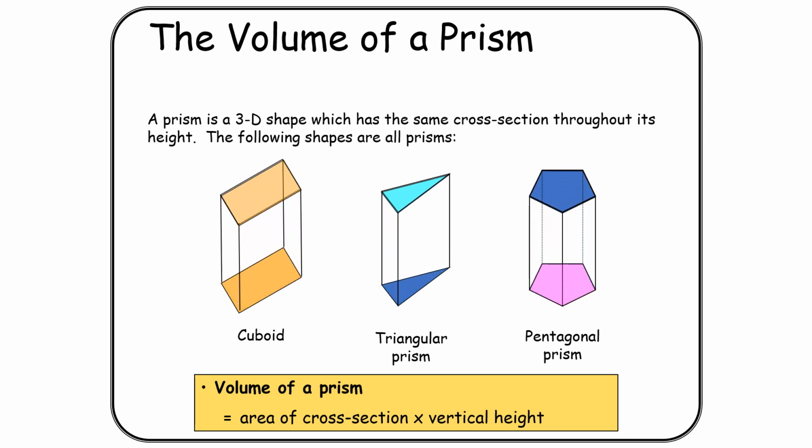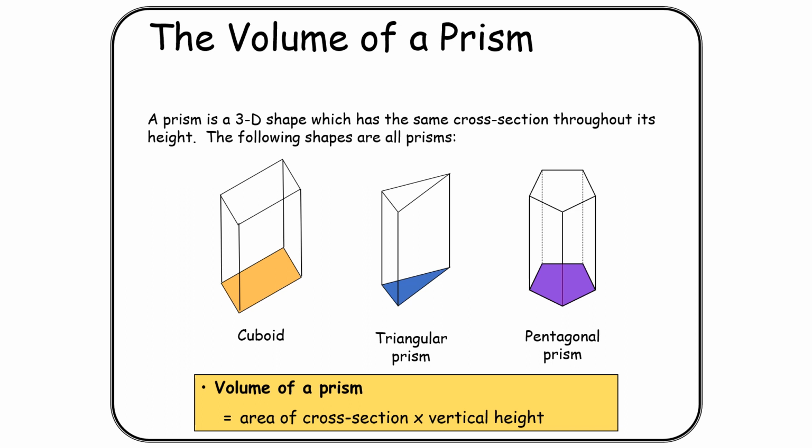Here we have got a cuboid which has got a rectangular cross section. We have got a triangular prism which has got a triangular cross section. Here we have got a pentagonal prism which has got a pentagonal cross section throughout its height. So volume of a prism is given by area of the cross section and the vertical height. So in order to find the volume, we need to first find the area of the cross section and then we need to multiply it with its vertical height.